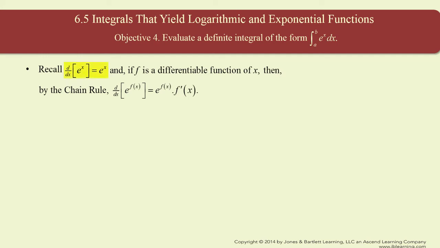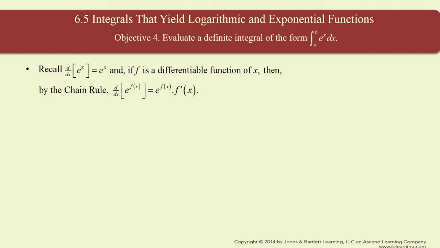So let's remember the following. Let's remember that the derivative of e to the x is e to the x. Remember how we did that in class? Remember it was a fun little exercise. And also remember your chain rule, that when you're differentiating e to some function of x, the derivative is e to that function of x times f prime of x. So e to the function of x times the derivative of the exponent.